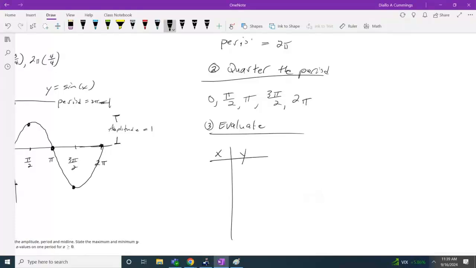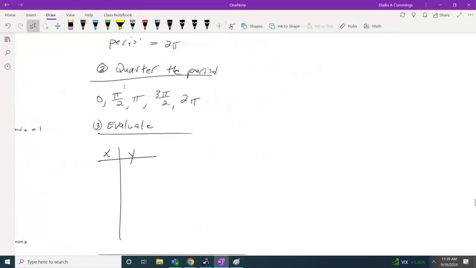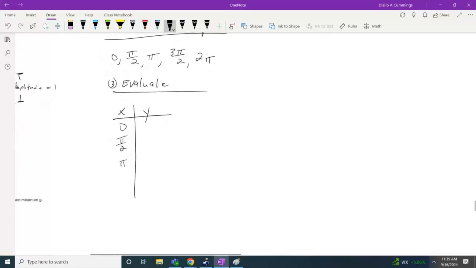All right, so I'm going to make the X and Y chart. The X values are the quartered up parts of the period, right? So there's 0, pi over 2, pi, 3 pi over 2, and 2 pi. And this time y equals cosine x. All right, so we're going to do the same thing. We're going to substitute x for 0, pi over 2, pi, 3 pi over 2, and then 2 pi.